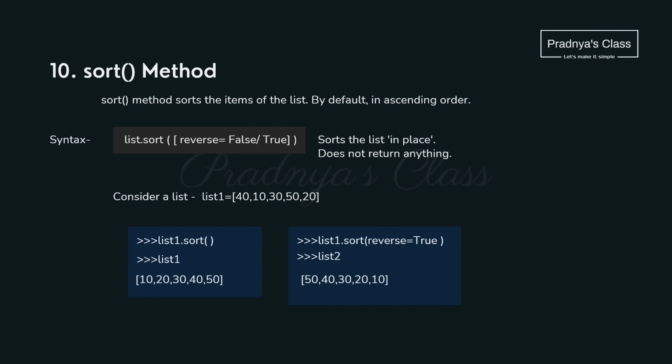Alright, we are at the last method. It is sort. Sorting means arranging the elements in a particular order, ascending or descending. Look at the parameter. This is optional. If you apply the sort method on the list without any parameter, then it will sort the elements in ascending order. But if you need to sort it in descending order, then you need to write reverse equals True. Look at the output. We got the elements in descending order.